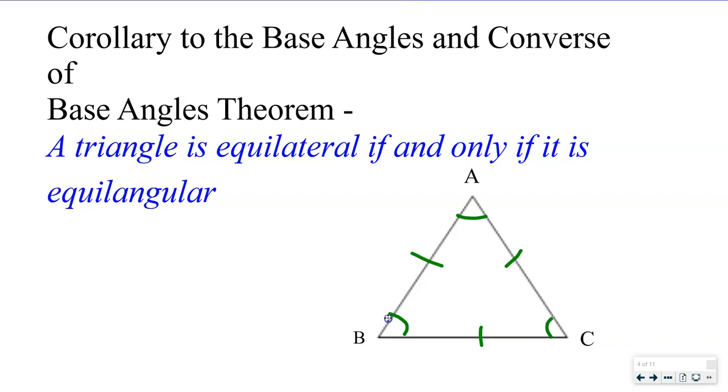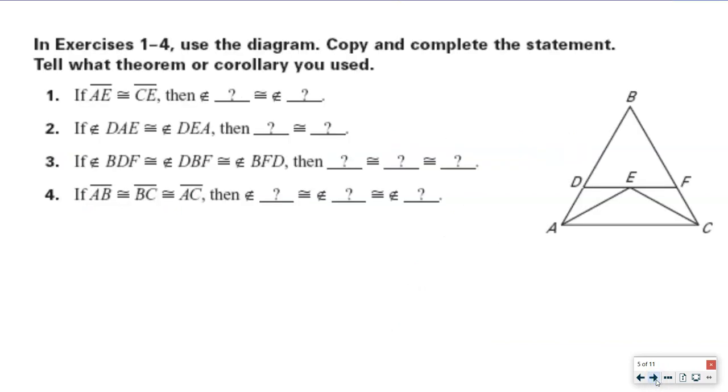Now this doesn't work with other polygons, it only works with triangles. So you can have equiangular polygons that are not equilateral and equilateral polygons that are not equiangular, but you can't have that with a triangle. If it's equilateral, it is also equiangular, and vice versa. So let's look at these examples, and then that'll be the end of part 1, and then you can do the other examples in part 2.